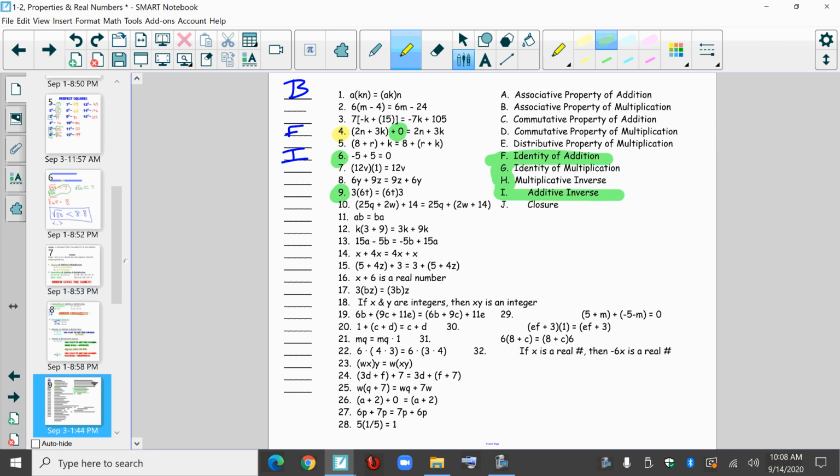Number 9. Number 9, I have 3 parentheses 6t is equal to 6t parentheses 3. Did the order stay the same or change? 3, 6t, 6t, 3. The order changed. So since the order changed, that's kind of like going to school and turning around and commuting and going back home. So it's going to be the commutative property. Is the problem of addition or multiplication? In this case, it is going to be of multiplication, which means it's going to be letter D.